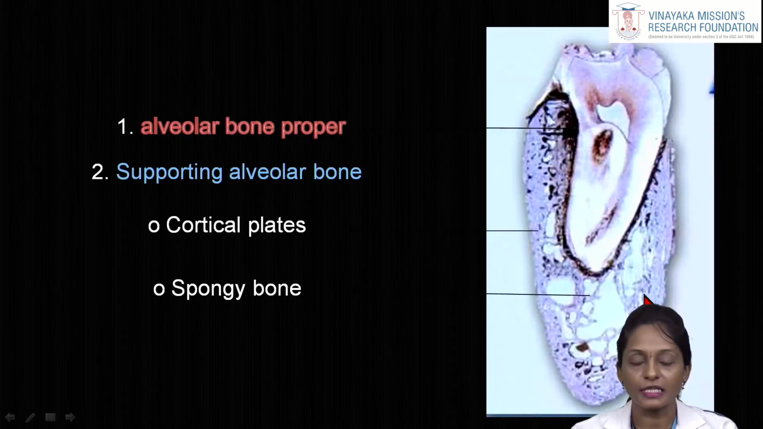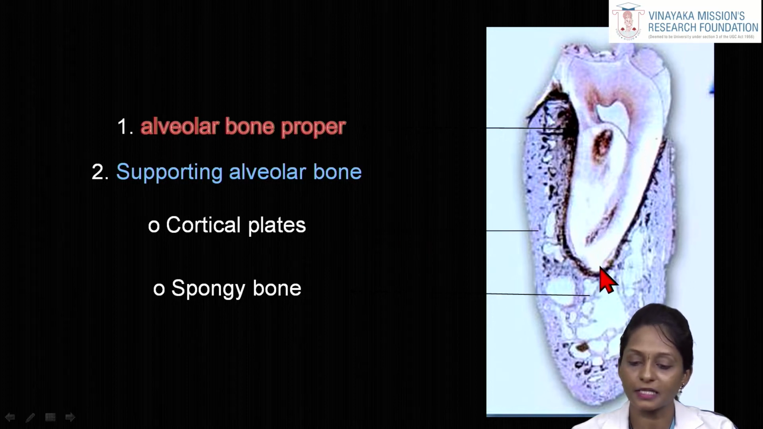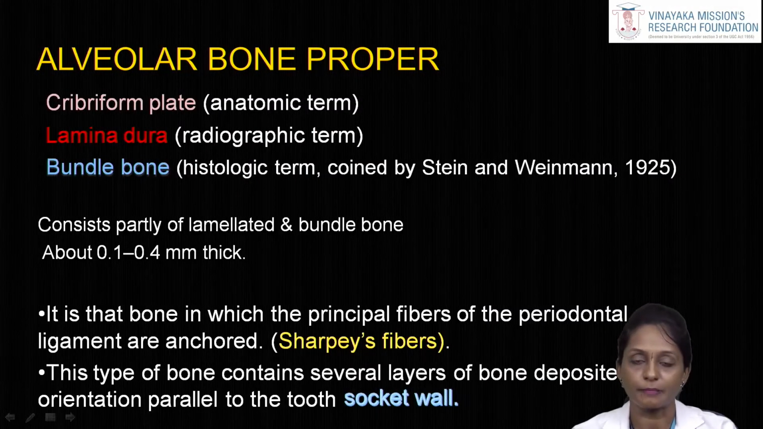In this picture, it is clearly depicted all the parts of the alveolar process. The first part you can see is the thin compact bone which is lining the extraction socket, that is your tooth-containing socket, that is your alveolar bone proper. Then comes your supporting bone. This supporting bone in turn has two parts, your cortical plates, and then inner, your spongy bone. Now we are going to deal in detail with all these four subtopics.